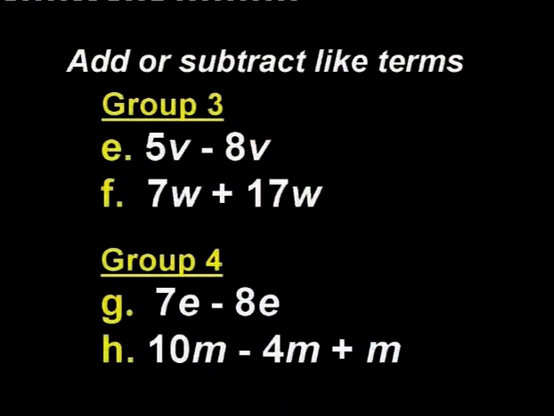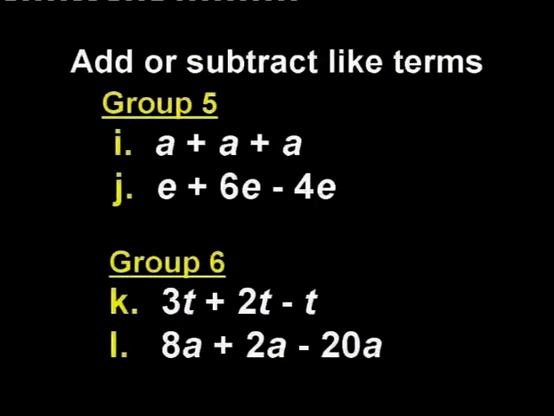Please keep checking. Next, letter E, 5v minus 8v, 7w plus 17w. Check. 7e minus 8e, 10m minus 4m plus m. Did you check? Let's move on to the next one, I and J. Okay, make sure that you have the correct terms written. Is that all?